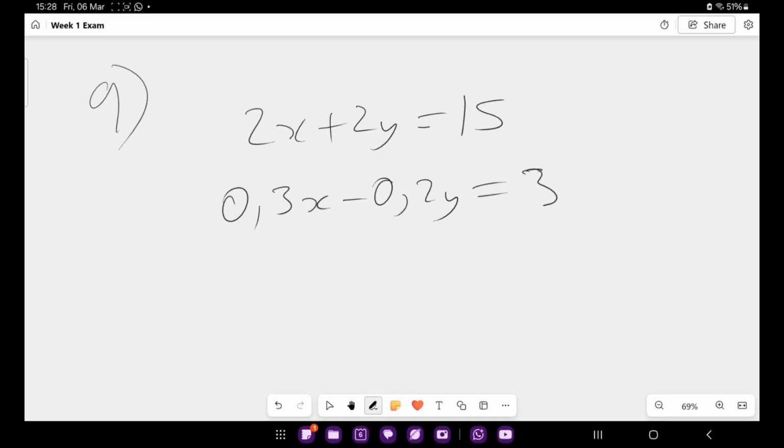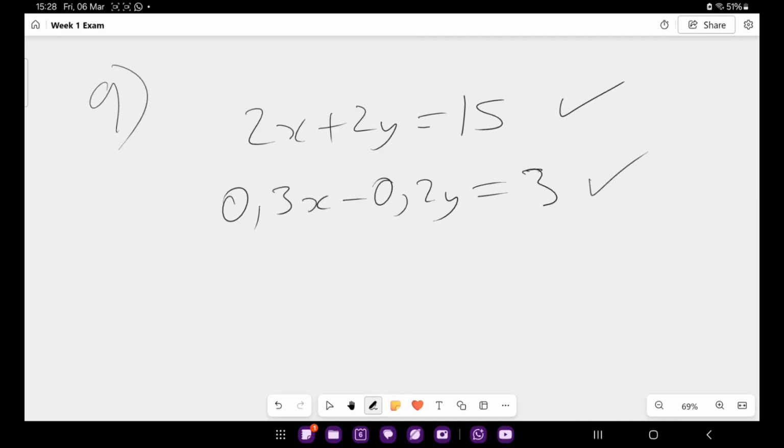Okay, so if you notice something, this first equation has whole numbers throughout. They have whole numbers or integers. So that's what we want. We always want it to be like this. But if you look at the second equation here, we have decimal fractions. So we have to do something about those decimal fractions.